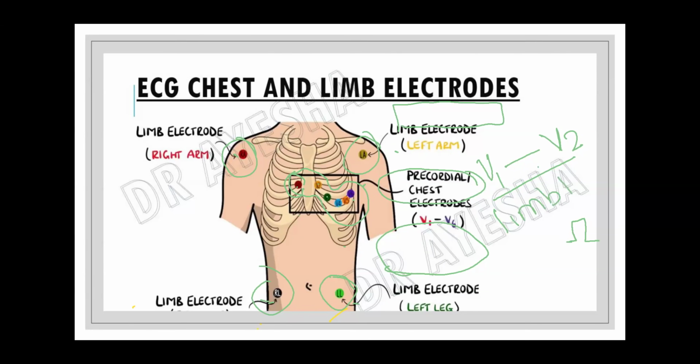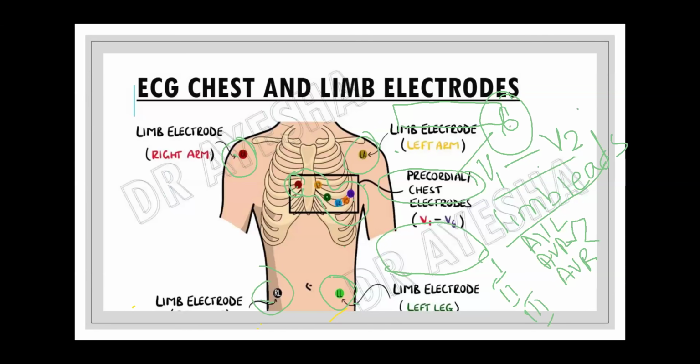In limb leads, which leads do you have? On the ECG, they are written as lead 1, lead 2, lead 3, and AVL, AVR, and AVF. So you have 6 precordial leads, represented on the ECG by V1, V2, V3 till V6, and you have 6 limb leads, represented by lead 1, lead 2, lead 3, AVL, AVR, and AVF. We'll see all these leads.